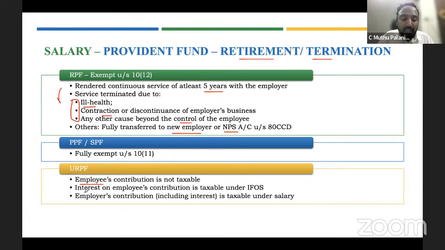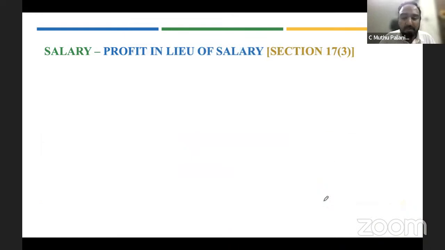But the interest on such contribution is fully taxable under income from other sources. And what about the employer's contribution? Whatever employer contributes, both the contribution and the interest is taxable under salary. So that is your provident fund at the time of retirement or termination.